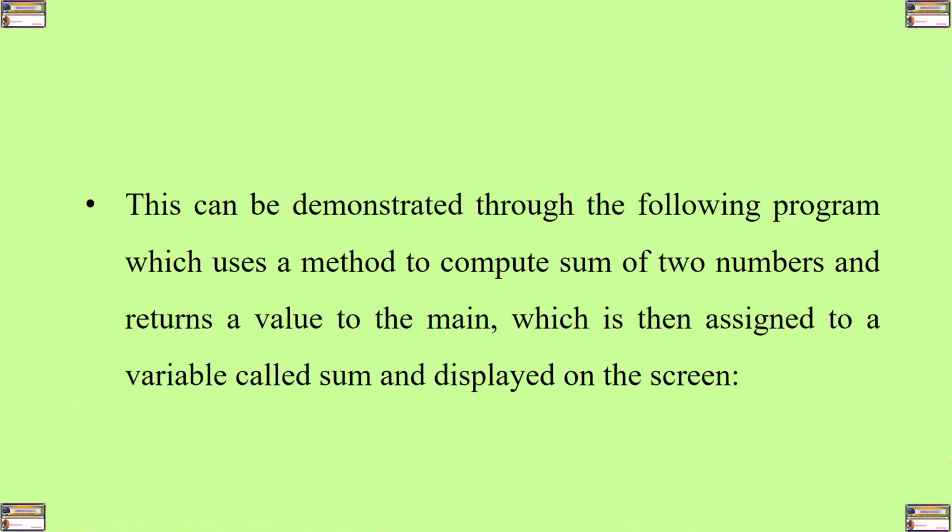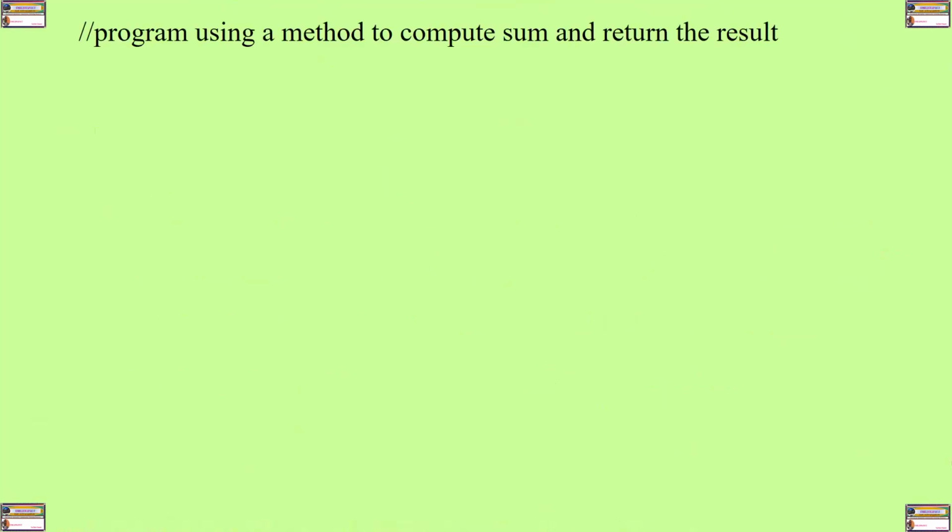This can be demonstrated through the following program, which uses a method to compute the sum of two numbers and returns a value to the main, which is then assigned to a variable called sum and displayed on the screen. So my dear students and the rest of the learners, this is simply an example of a program indicating how a method returns a value and how that value can be assigned to a variable within the main.